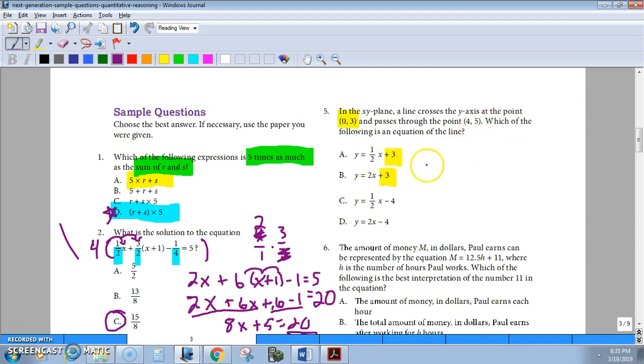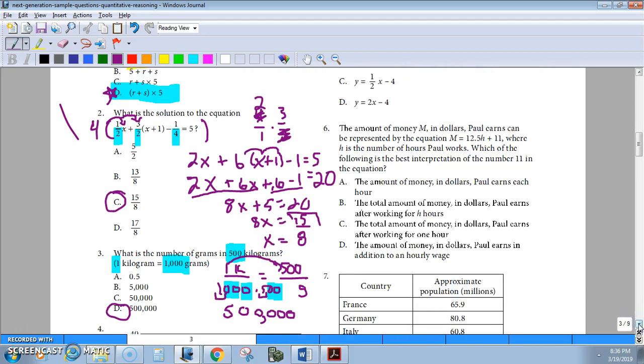So we just need to figure out the slope, right? We have 2 points: 0, 3, and 4, 5. The slope is the change in y over the change in x. If we start at 3 and go to 5, we are changing positive 2. Those were our y's. If we look at our x's, we go from 0 to 4, so that's 4. So it's going to be 1/2, so it's going to be A.